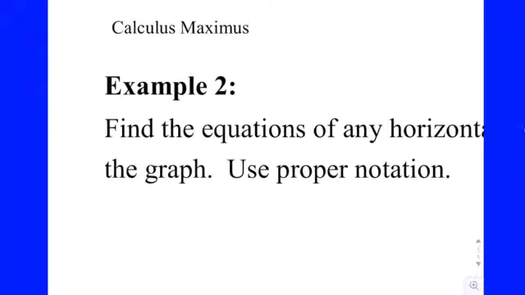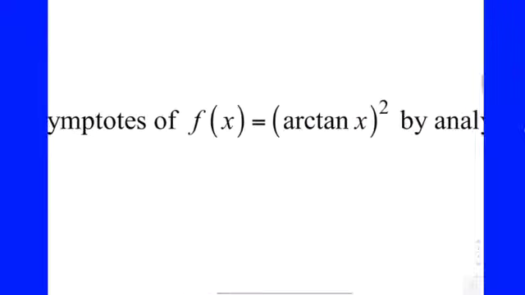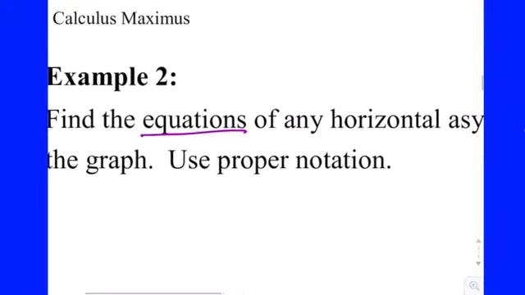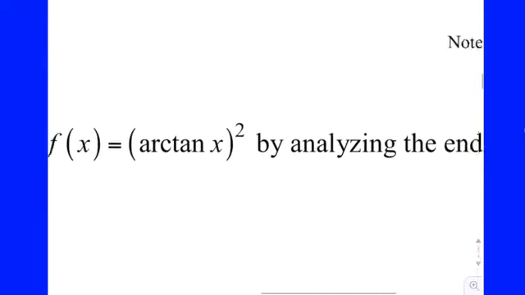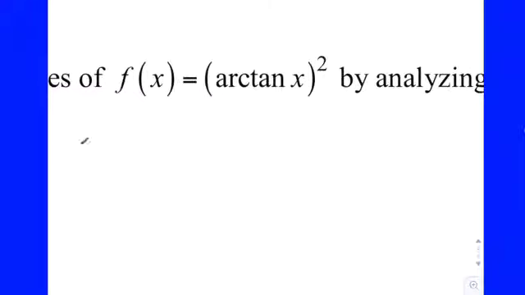All right, so here's example 2. Find the equations, now let's have the form y equals, for any horizontal asymptotes for this function f of x equals arctangent of x squared by analyzing the end behaviors of the graph. Use proper notation. All right. So I don't know what arctangent quantity squared looks like, the graph, do y'all? I don't either. But here's the analysis for finding horizontal asymptotes by way of the definition.